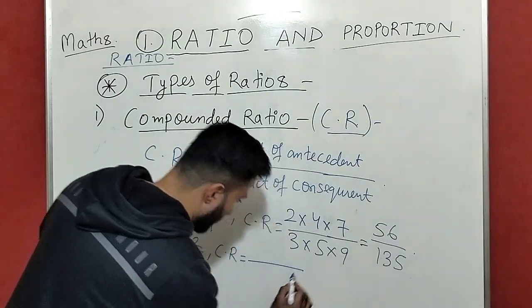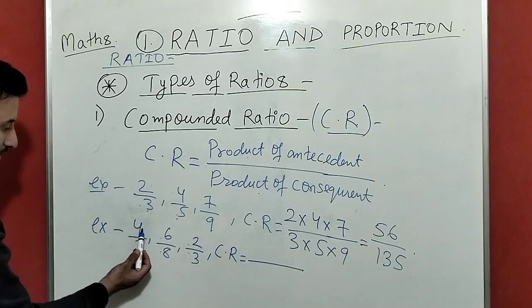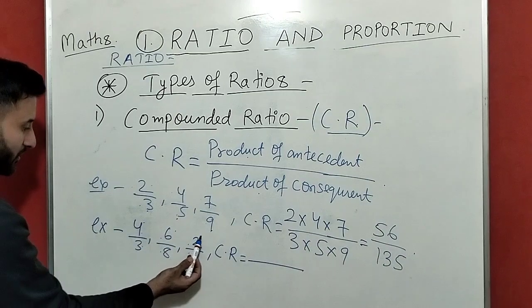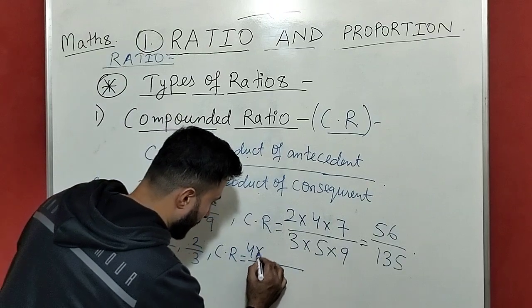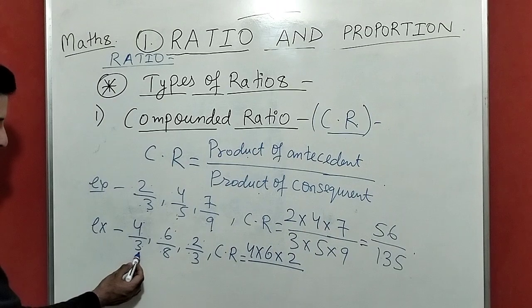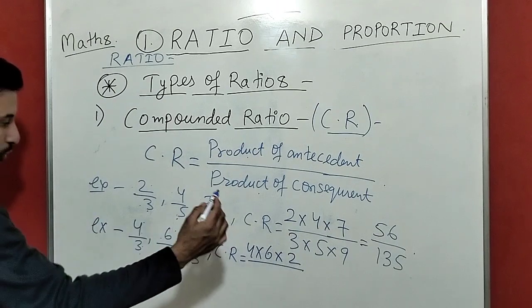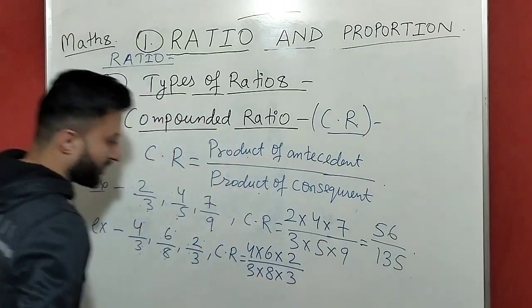So what is the compounded ratio? Product of antecedents by product of consequents. These are the antecedents: 4, 6, 2. So the product is 4 into 6 into 2, divided by the consequents, 3, 8, 3. So the product is 3 into 8 into 3.